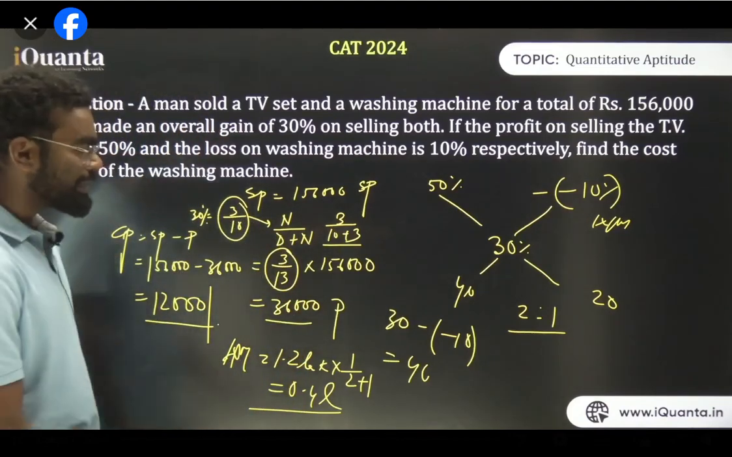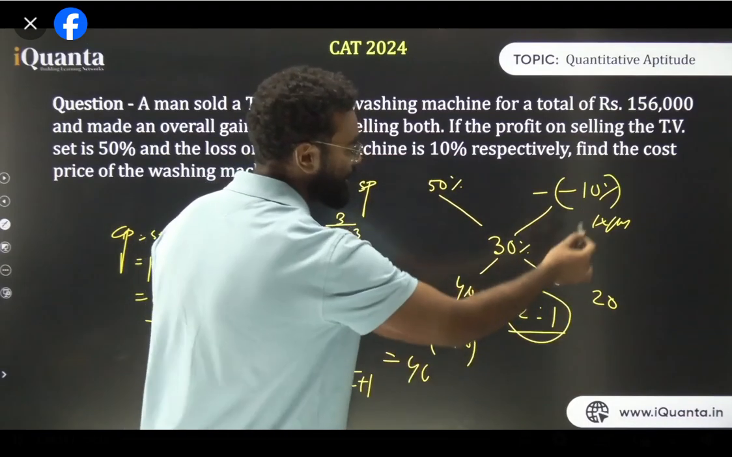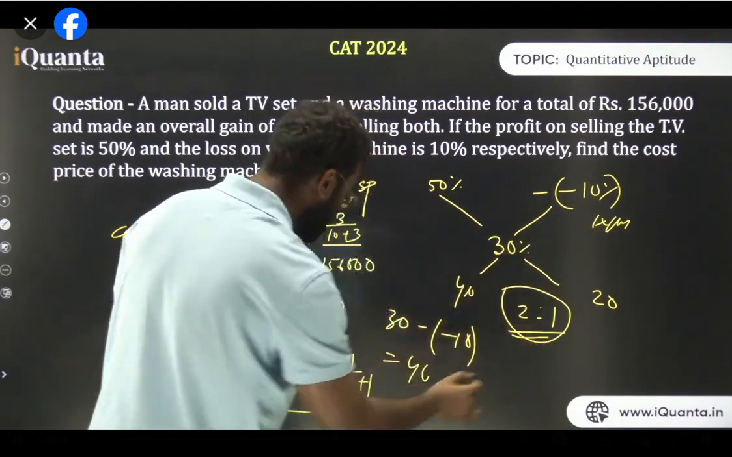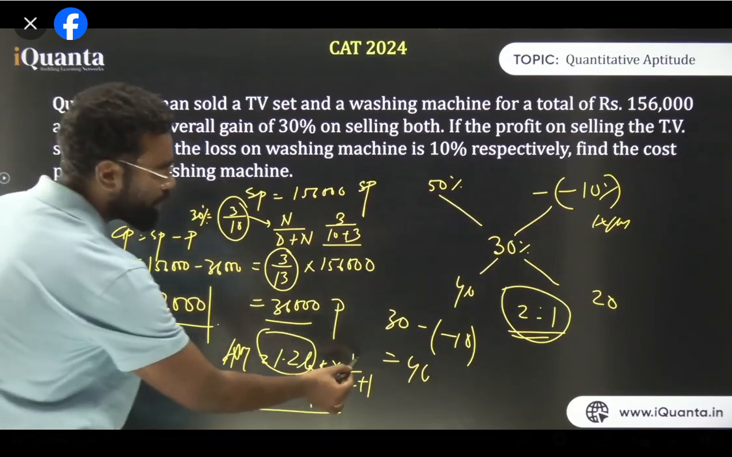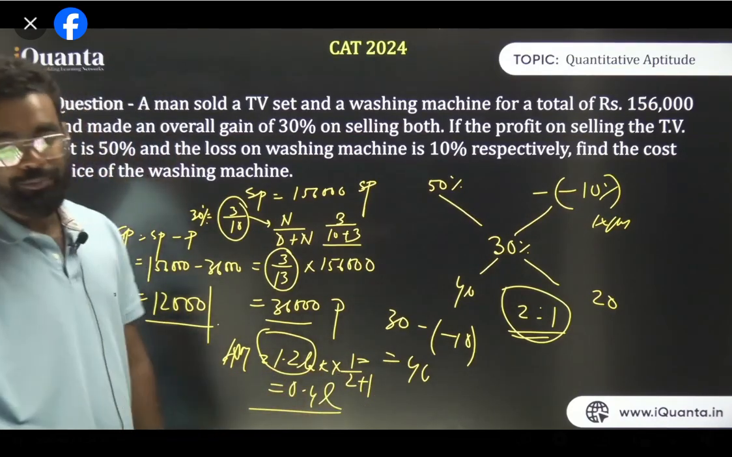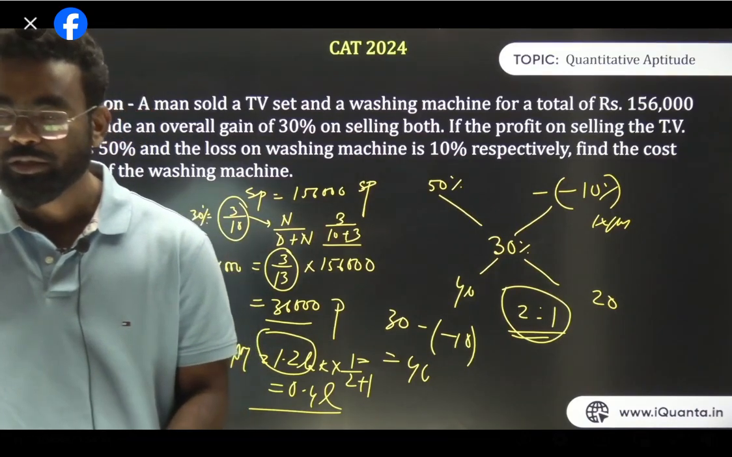Last part is like, it is 2:1, you understood? Because 50% and minus 10%, so 50 minus 30 is 20, and 30 minus of minus 10 is 40. The ratio is 2:1, and the total price is what? 1 lakh, 2 lakhs, 1.2 lakhs. I have to divide it into ratio 2:1, and this one part is washing machine. So this is 1 upon 2 plus 1, so 1 upon 3. That is why minus 10, because minus 10 is the loss.